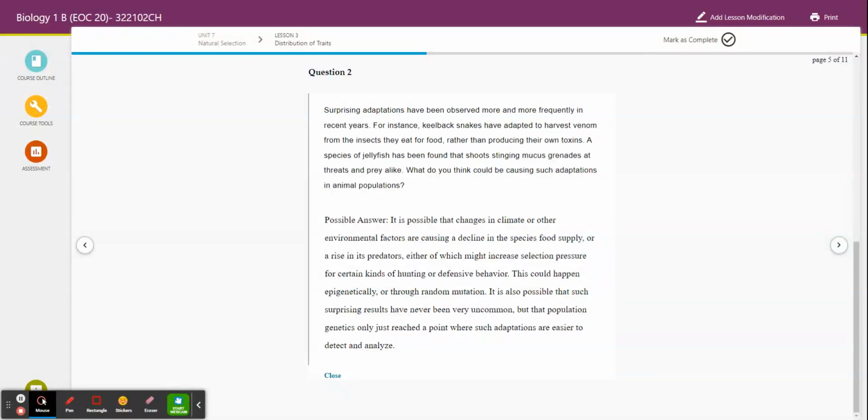A possible answer: it is possible that changes in climate or other environmental factors are causing a decline in the species' food supply or a rise in its predators, either of which might increase selection pressure for certain kinds of hunting or defensive behavior. This could happen epigenetically or through random mutation. It is also possible that such surprising results have never been very uncommon, but that population genetics only just reached a point where such adaptations are easier to detect and analyze.